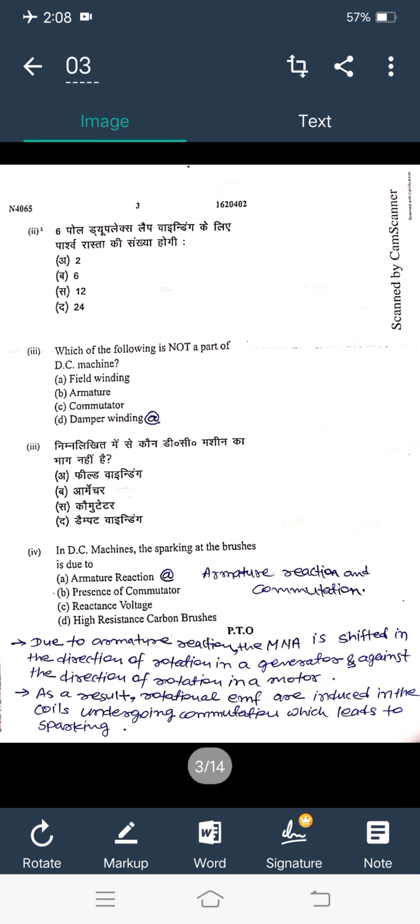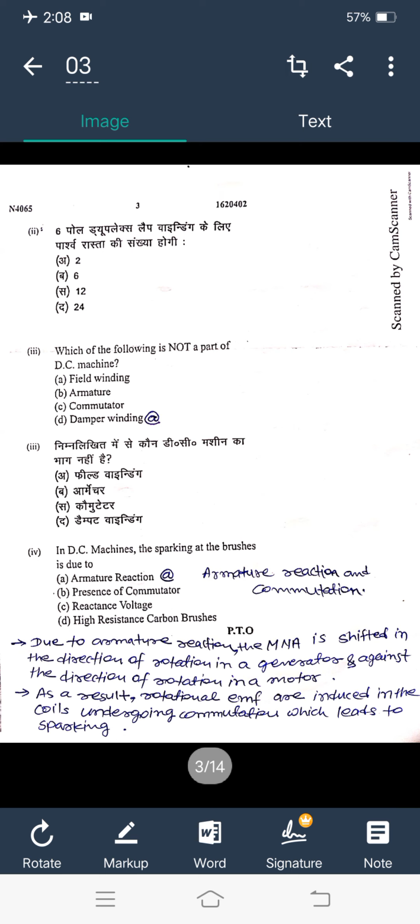Question number 3: which of the following is not a part of a DC machine? Here the damper winding is not part of a DC machine. Field winding is present, armature is present, and commutator is present in the construction of a DC machine, but damper winding is not present. So the right answer for question 3 is option D.